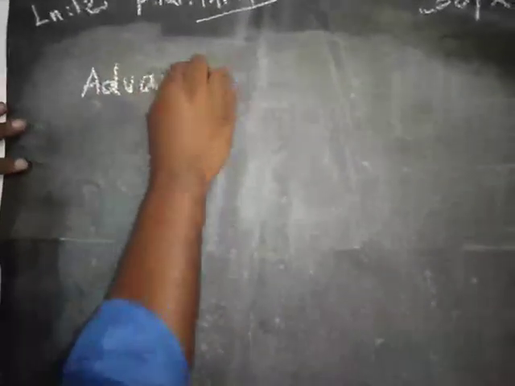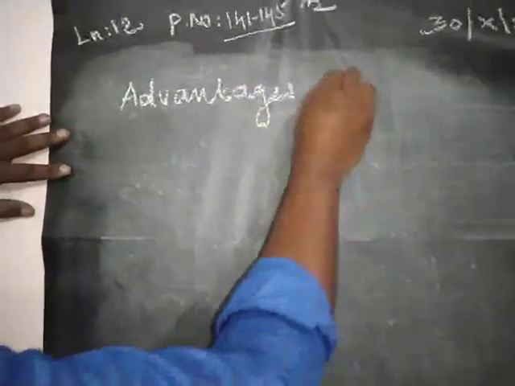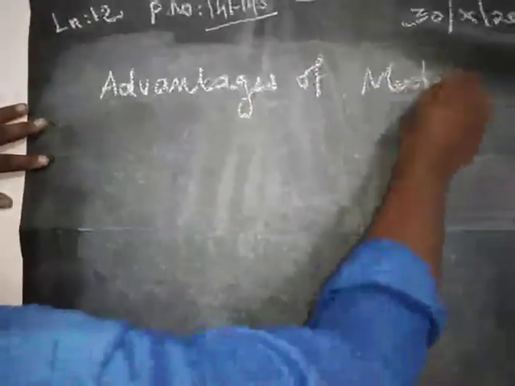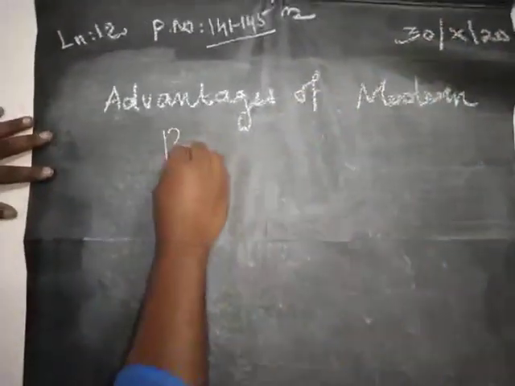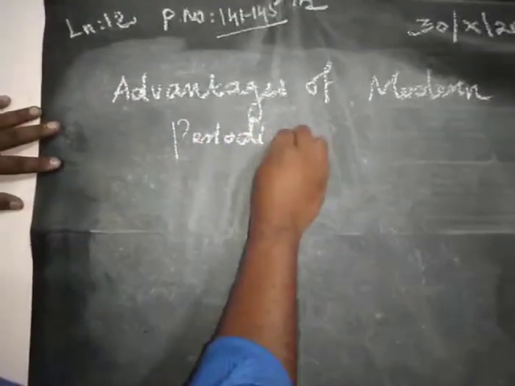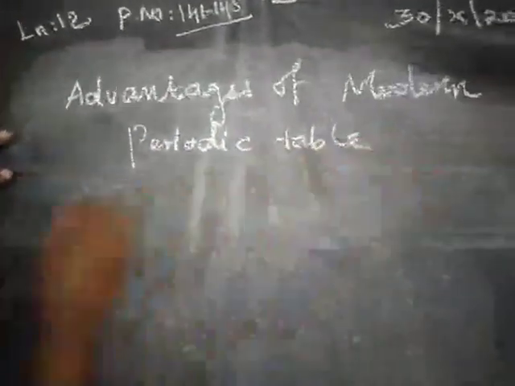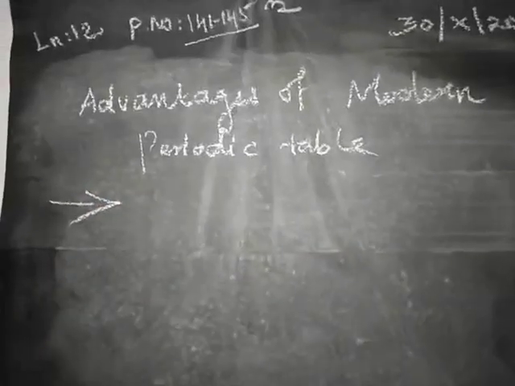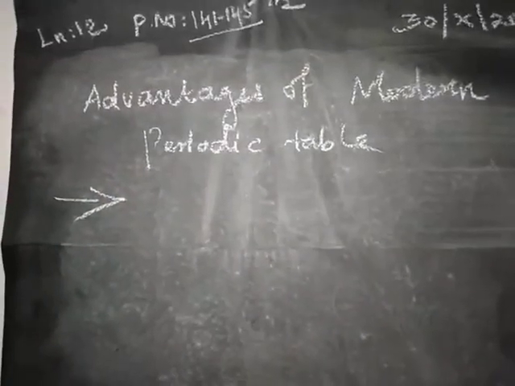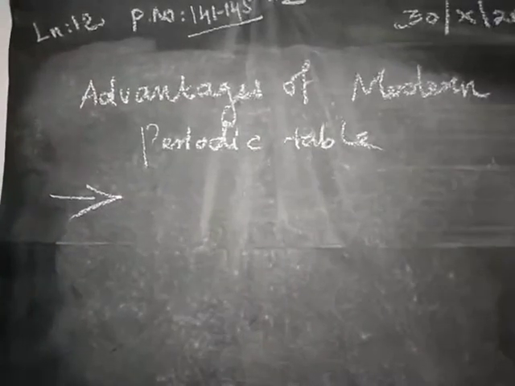Next, what are the salient features of the modern periodic table, or what are the advantages of the modern periodic table? What is the advantage when compared to other periodic tables? What are the special features of this periodic table? The modern periodic table.